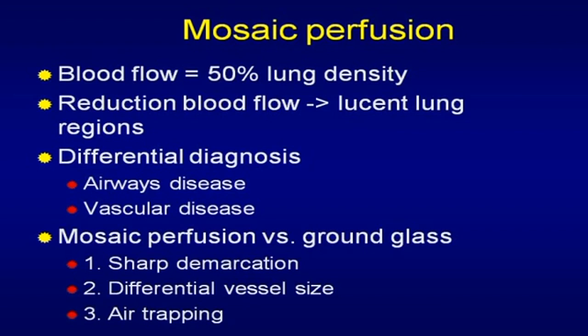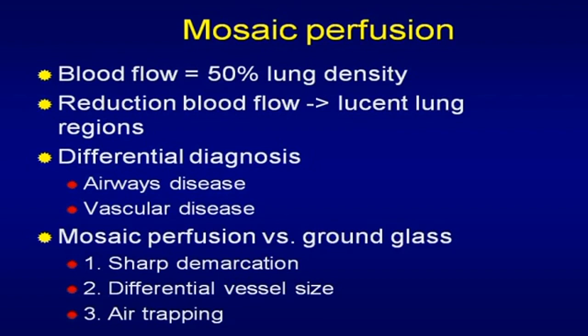And then air trapping. Air trapping is seen in patients with airways disease, obviously, not in patients with vascular disease. But if the lucent lung on the expiratory images stays lucent, then you know the lucent lung is due to mosaic perfusion. And not only do you know that, you know it's due to small airways disease. So here's examples of all that.